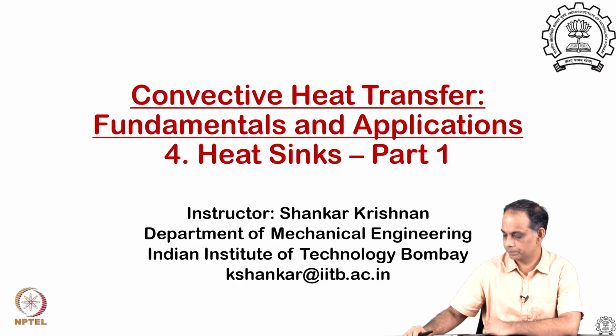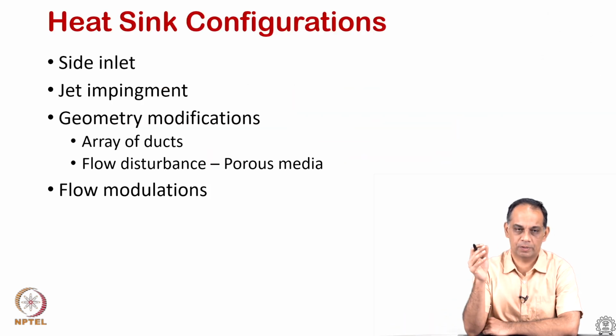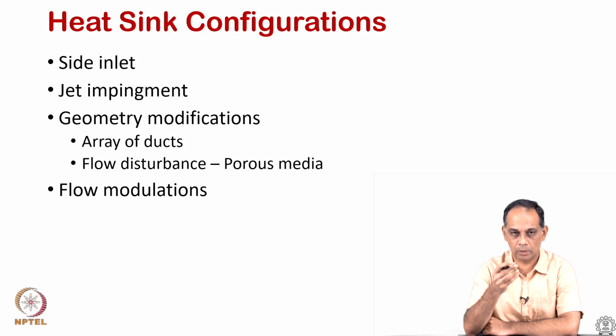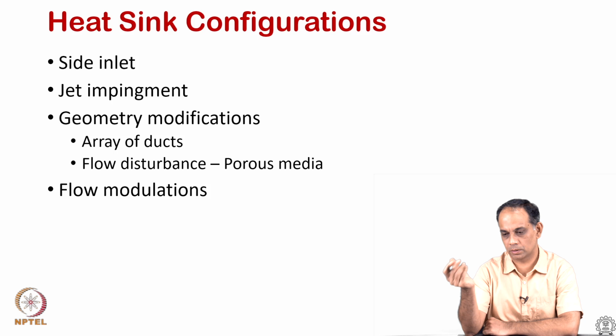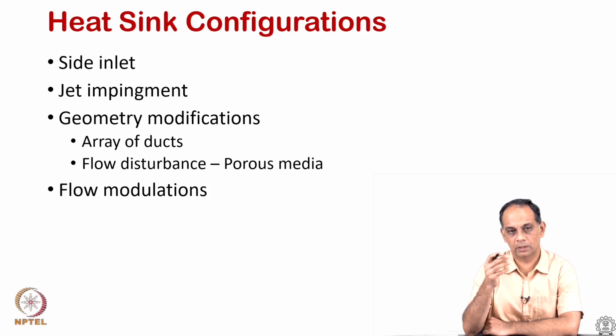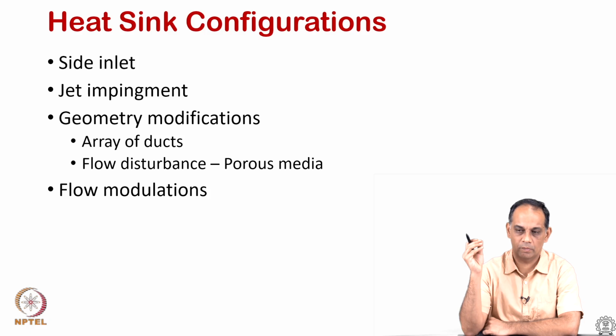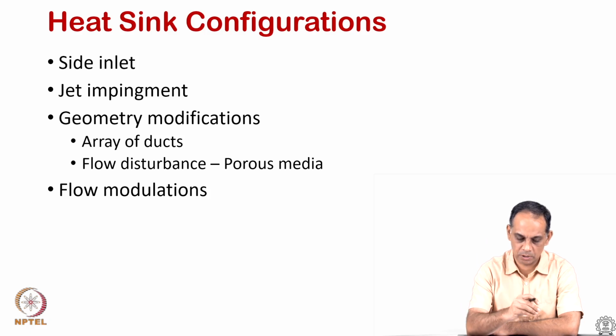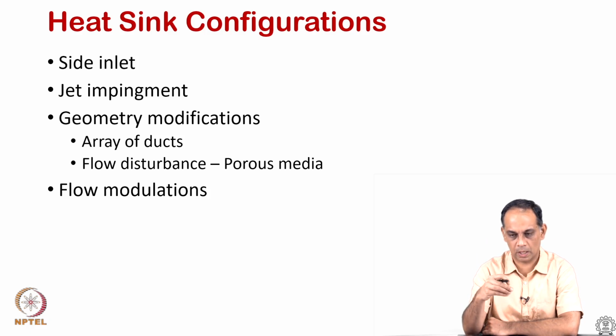So, moving on. There are multiple configurations that are often involved when we talk about heat sinks. One is where the flow enters through the side and exits through the side. It is called side inlet, side exit. Then you have jet impingement, where a jet of air impinges normally or at an angle. Typically, for example, a fan is mounted on top of a heat sink. We will look at one of the examples in the upcoming slides.